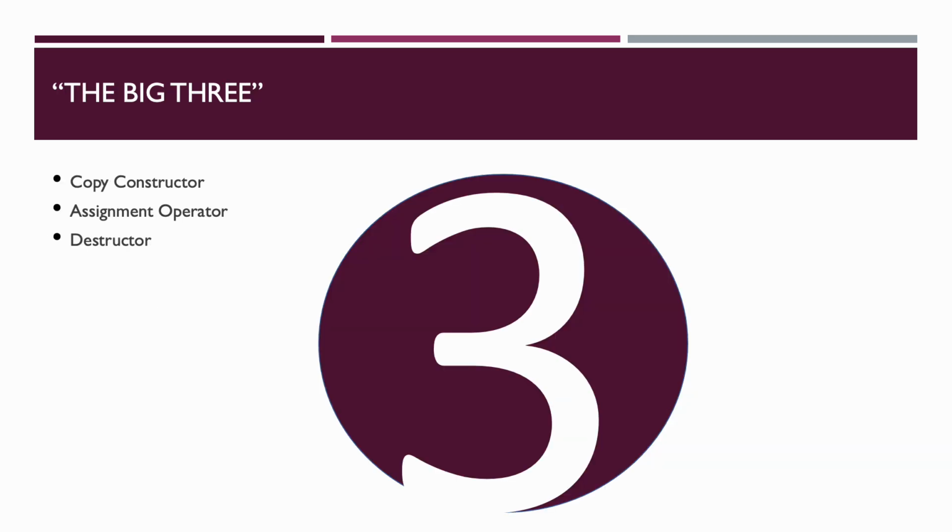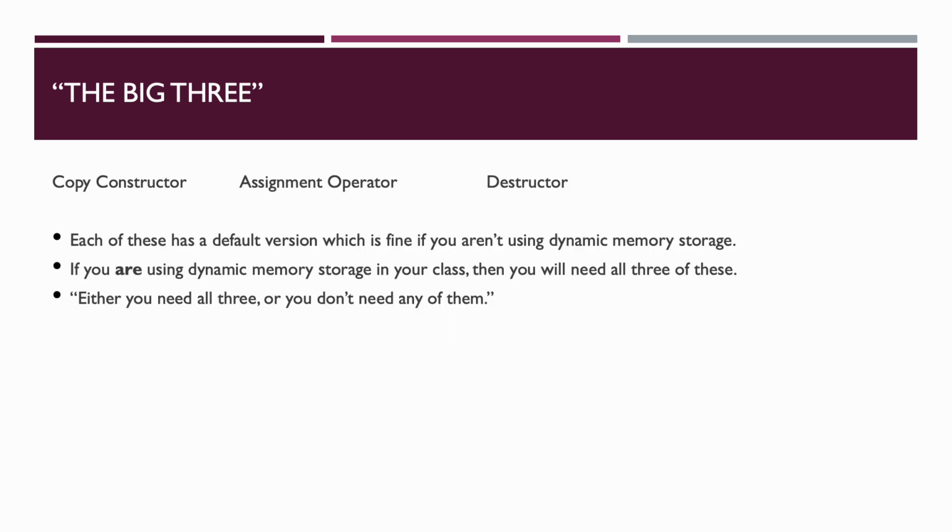So the big three. We have looked at these three things: copy constructor, assignment operator, and destructors. So these are called the big three. Here the big three are important when working with classes that involve dynamic memory allocation or other resources that need explicit management. These three functions, as I said, are copy constructor, assignment operator, and destructor.